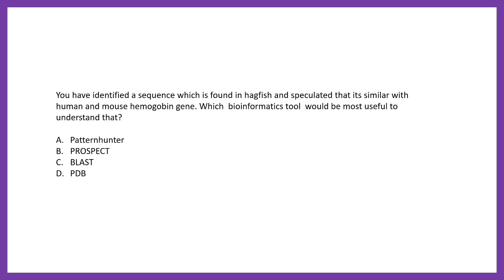You have identified a sequence which is found in hagfish and speculated that it is similar with human and mouse hemoglobin gene. Which bioinformatics tool would be most useful to understand that? Pattern Hunter, Prospect, Blast, PDB. Again, the answer would be Blast.